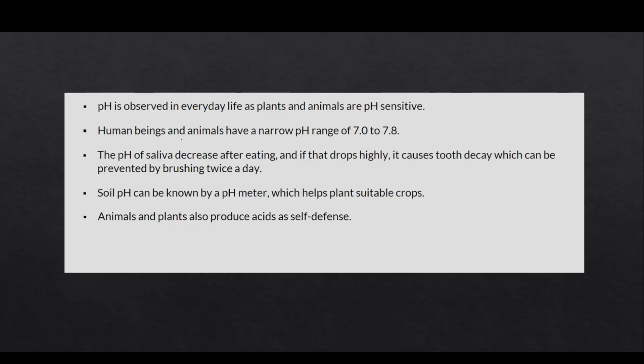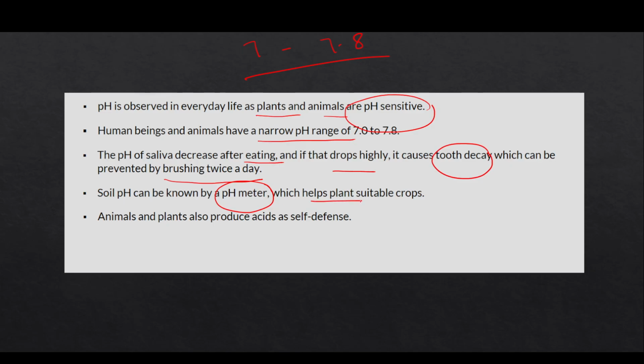So pH is observed in everyday life, as plants and animals are very pH sensitive. They can only survive in a very narrow pH range. For example, human beings can survive from 7 to 7.8 pH. So the pH of saliva decreases after eating, and if that drops too much, it causes tooth decay, which we can prevent by brushing twice a day. And then pH can be known by a pH meter, which can give us the value. Different soils also have different pH, and sometimes soil becomes acidic.